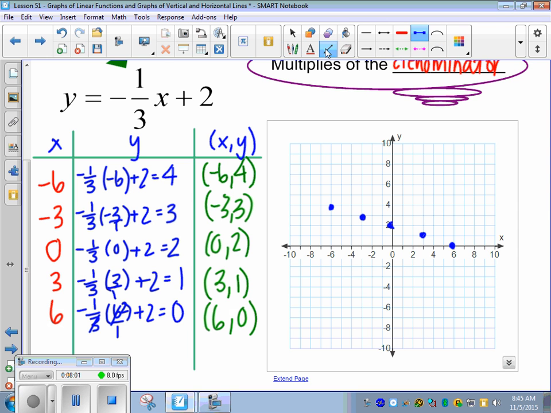We always have to connect our points. I think I actually have an arrowed one. This is a cool one. There we go. Don't forget those arrows at the ends of your lines. And our graph is all set using a T-table.